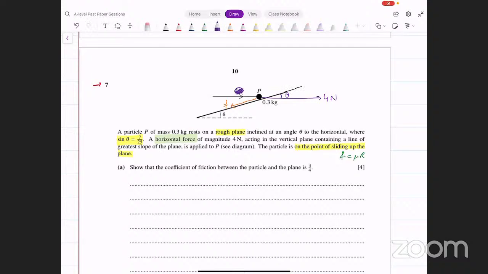What other forces are acting on the particle P now? इसका weight है. Weight always acts perpendicular, vertically downwards. 0.3 kilograms is the mass. Weight is going to be 3 Newton. There's going to be reaction.